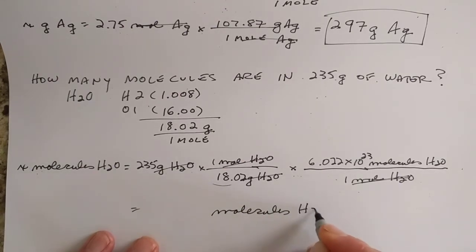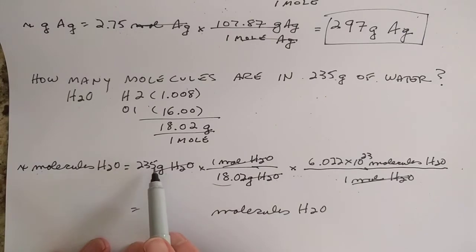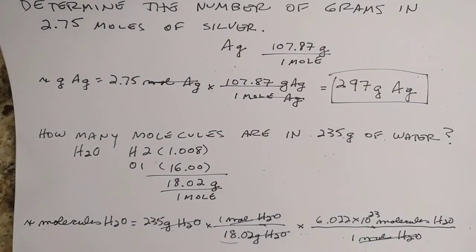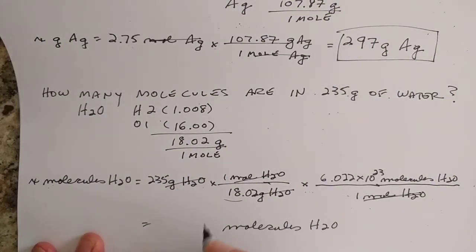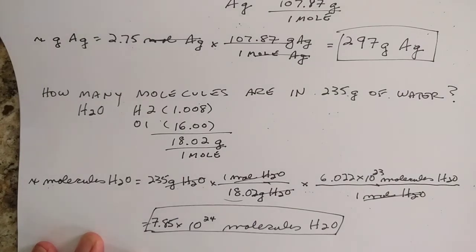So there's our unit, molecules of H2O. Now we do the math. 3 sig figs, 4 sig figs, 4 sig figs. So 3 sig figs for our answer. So 235 divided by 18.02 times 6.022 times 10 to the 23rd equals. Okay, we're going to get a really huge number, so don't forget your exponent. So with 3 sig figs, we get 7.85 times 10 to the 24th molecules of H2O. Number, unit, formula.